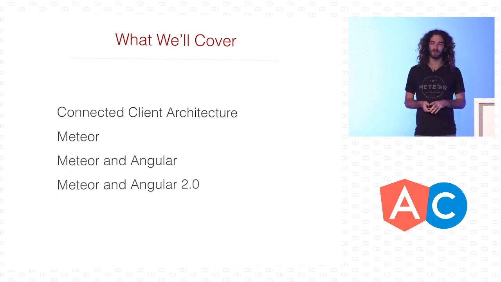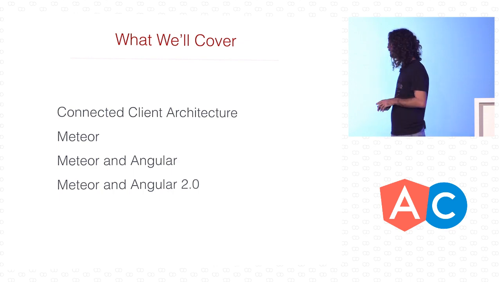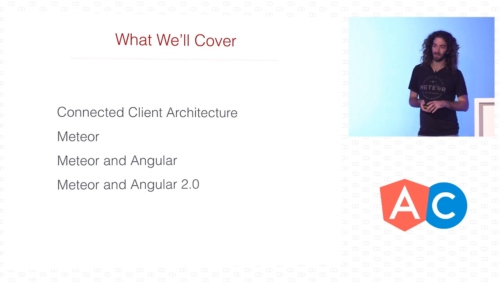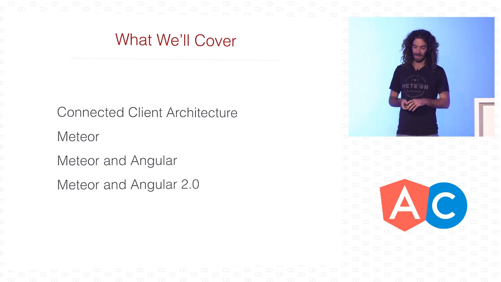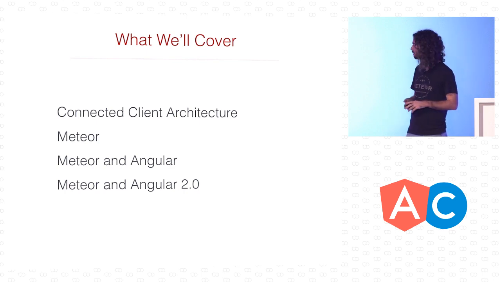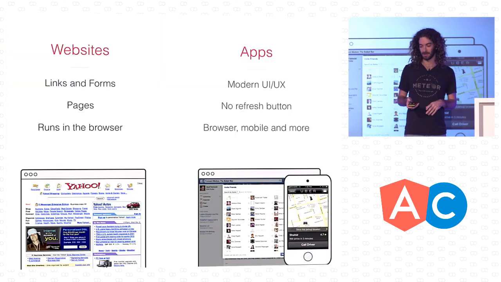So in yesterday's keynote, I talked a little bit about that concept called the connected client architecture. And today, they've given me a little bit more time so I can dig more deeply into it and why I think this is a very important point that you should get from this talk and from this conference at all, and you should get that point to your own stack. Doesn't matter if you use Meteor or not. Then I'm going to talk about Meteor itself and the relations to Angular and Angular 2.0. So what is the connected client architecture?